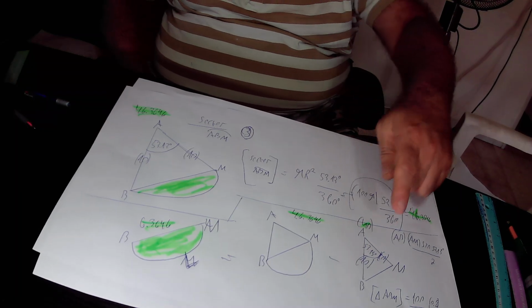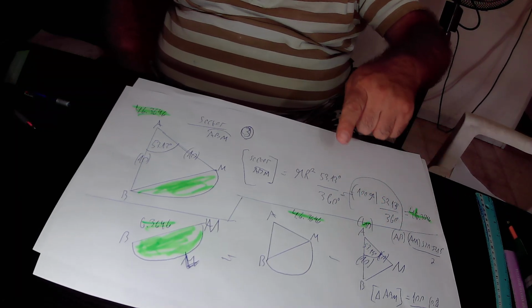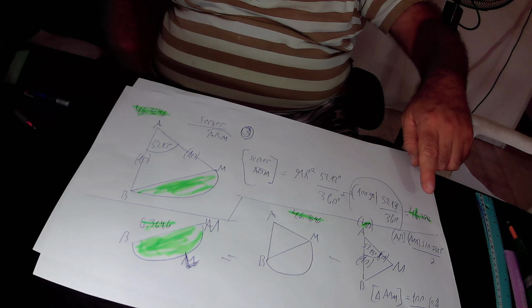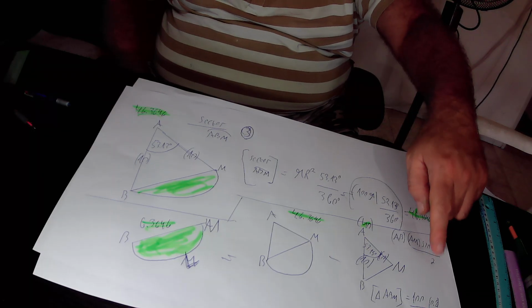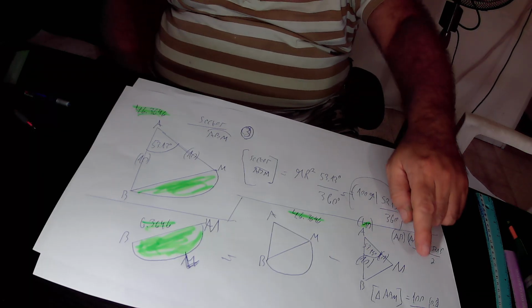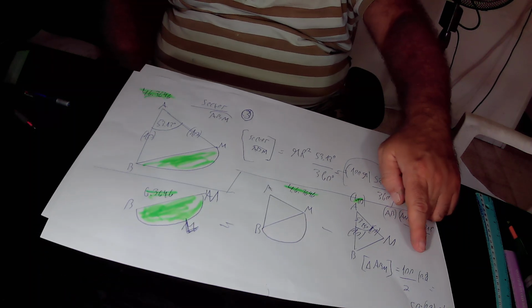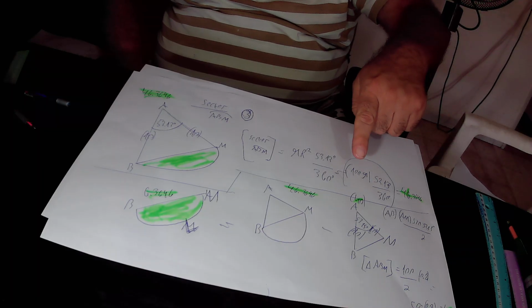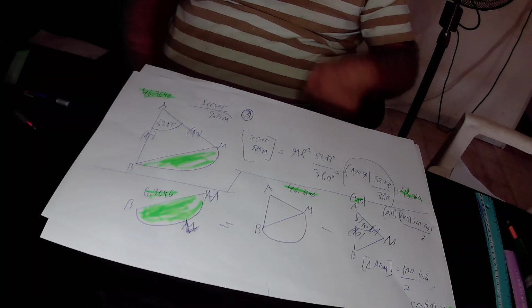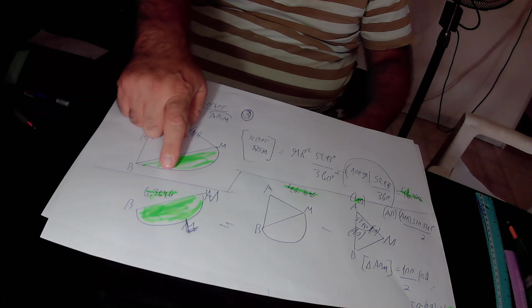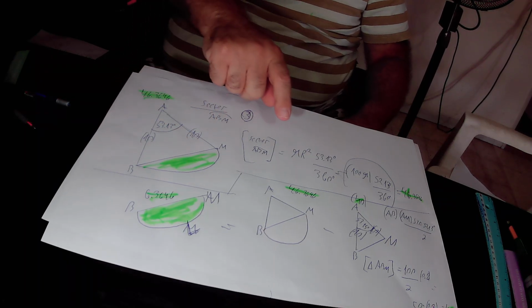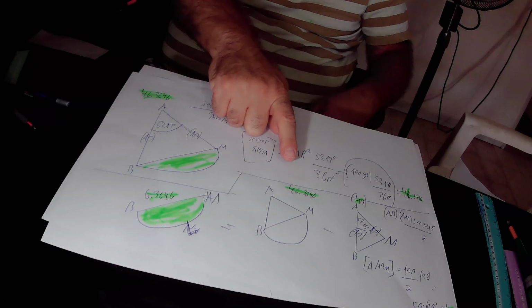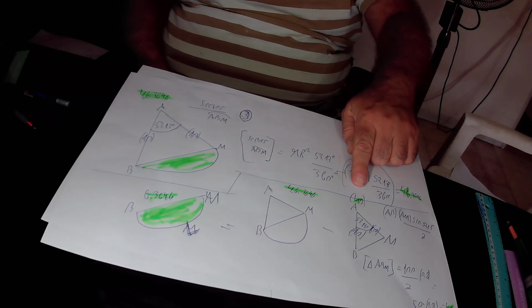AB is 10, AM is 10, so 10 times 10 is 100, and sine 53.13 is 0.8, divided by 2. 100 over 2 is 50, and 50 times 0.8 is 40. So in total, you should know that the area of this triangle ABM is equal to 40 square units in size. So the area of the lower segment BLM equals the area of sector ABM, that is 46.3646 square units in size, minus the area of this triangle ABM, that is 40 square units in size.